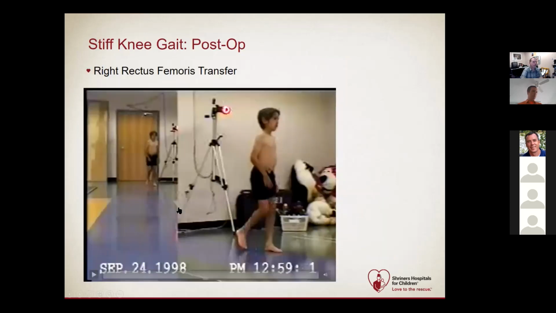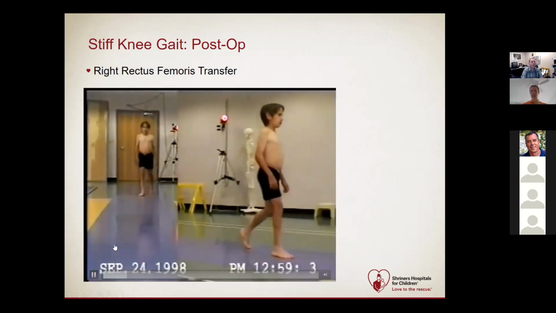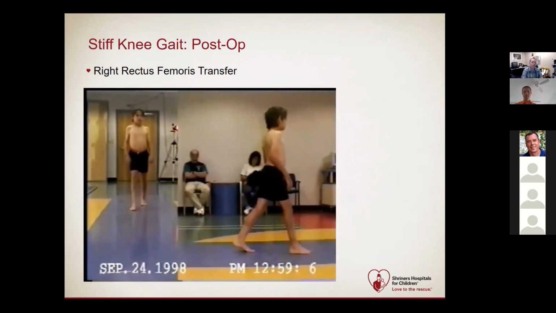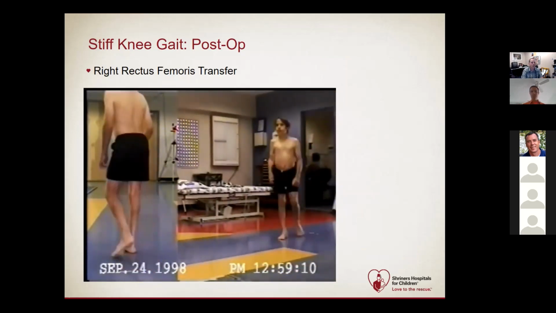So what we do is we take the rectus and we kind of move it out of the way. So we know it no longer attaches in the front of the knee. We move it to an attachment on the side or behind the knee. That's called a rectus femoris transfer. You can see now post-op, he's got a nice swing on that right side, much smoother gait.